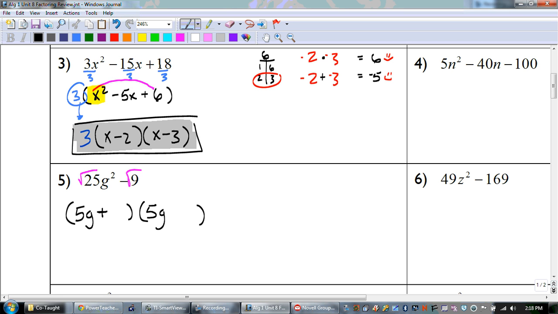And then I do my signs. One's a positive and one's a negative. And then the square root of 9 is 3. Okay? So remember, take the square root, take the square root, and that's how I get those numbers. And that's our answer.